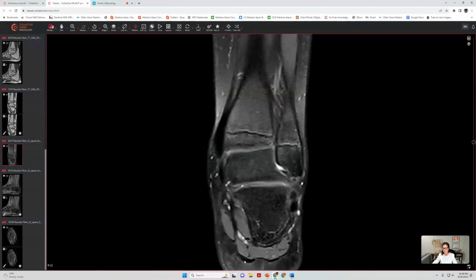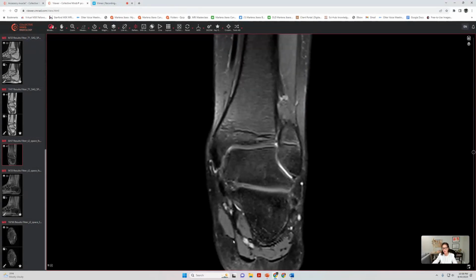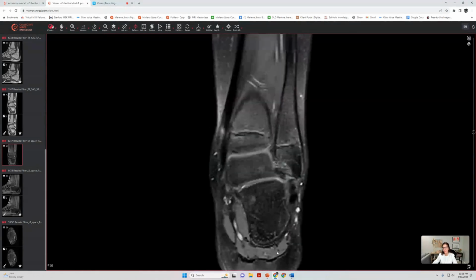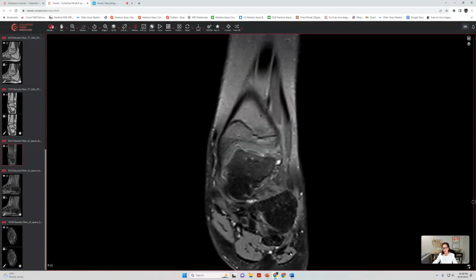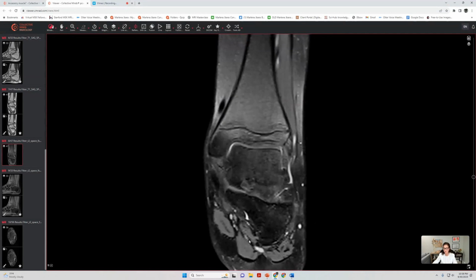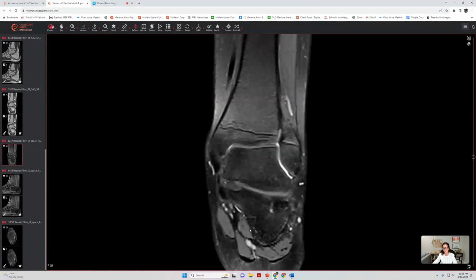So when we're looking at the central cord, we can see the central cord, the lateral cord, and the medial cord, and the muscles. Of course, the quadratus plantae, the flexor digitorum brevis, the abductor hallucis, and the abductor digiti minimi laterally. So there's an abductor laterally, an abductor hallucis medially, the flexor digitorum brevis centrally, and the quadratus plantae along the medial aspect of calcaneus.